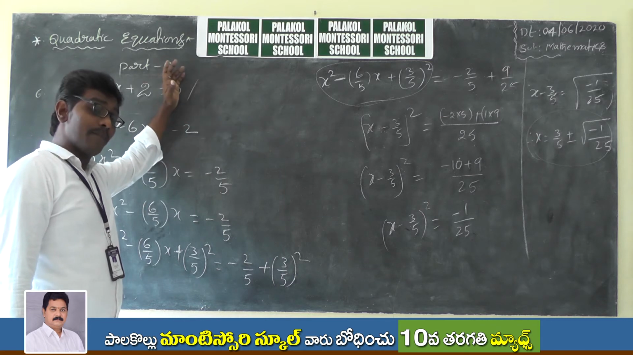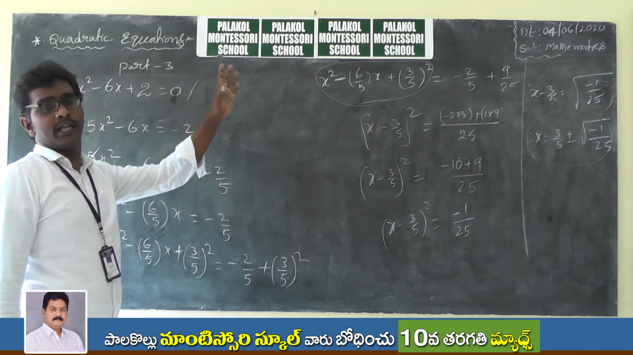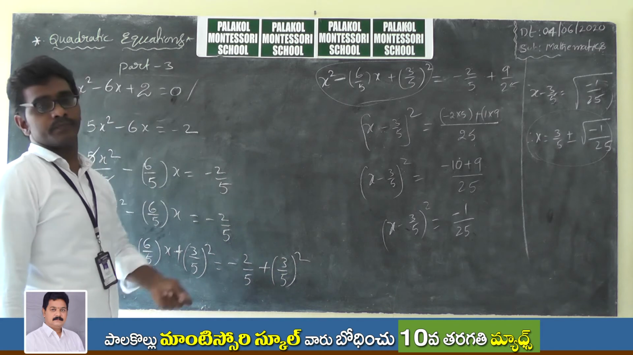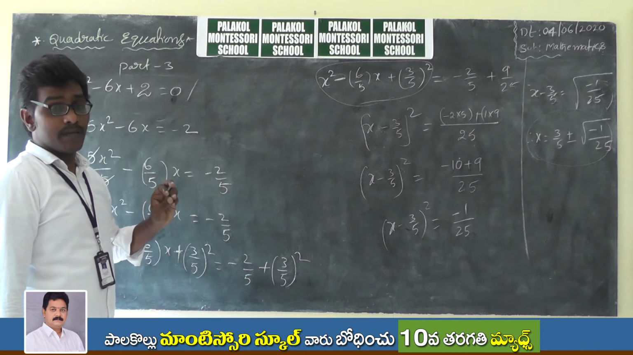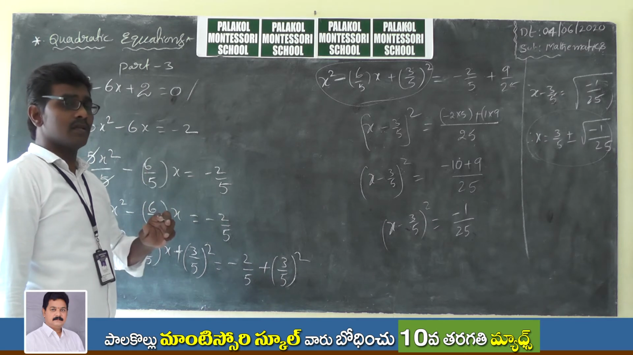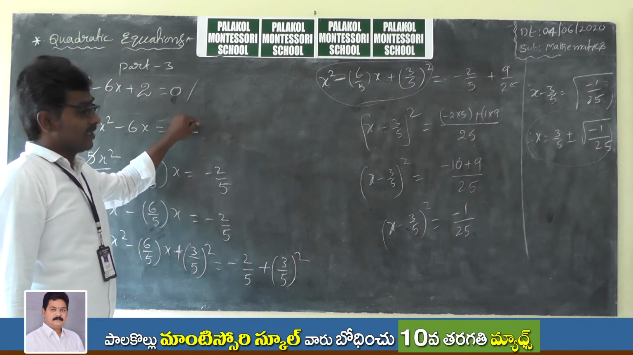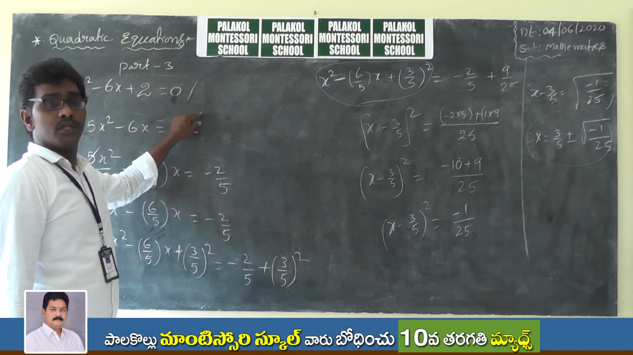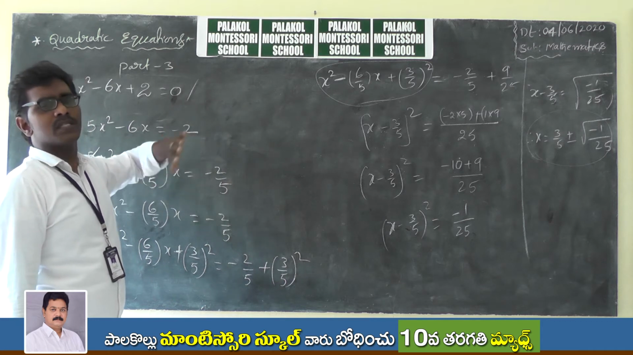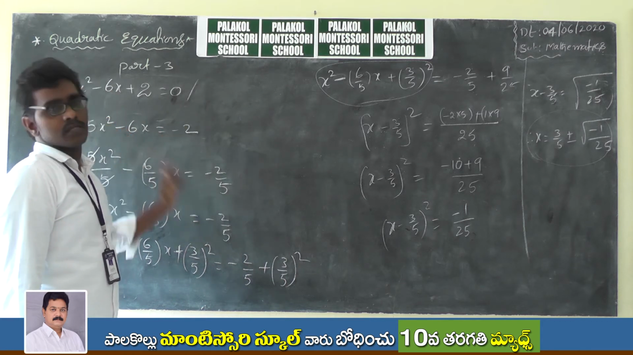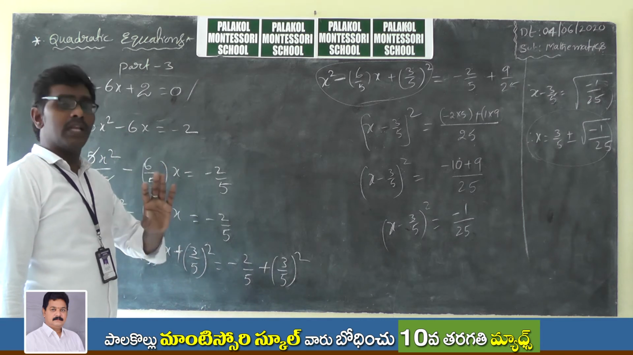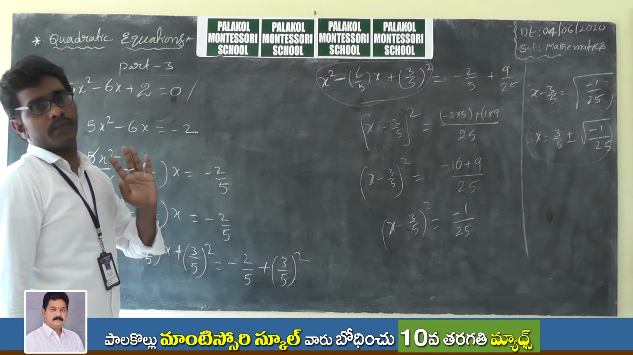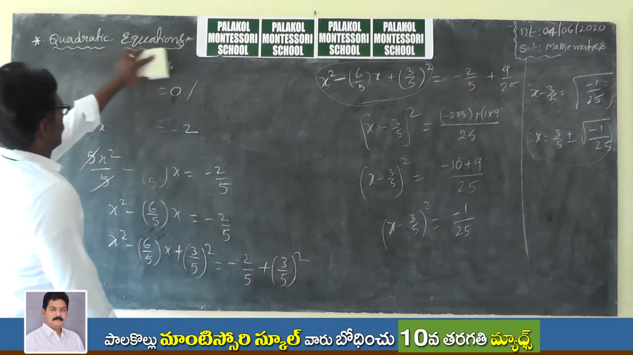In the previous session we completed splitting the middle term of the quadratic equation to find the factorization. So which one is better? That is your choice. But with the completing the square method, you can solve any quadratic equation, while splitting the middle term only solves some quadratic equations. Okay guys?